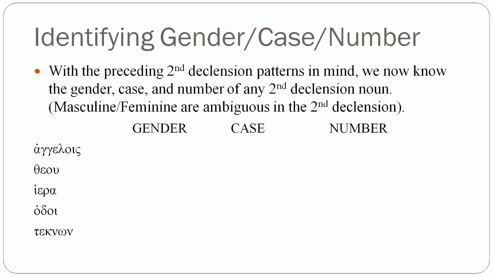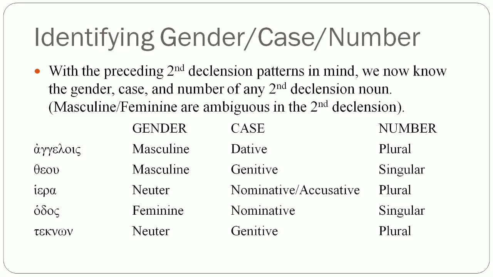So in the first one, angelois, if you're just identifying case and number, just look at the ending, omicron, iota, sigma. And which one is that in the chart? Okay, well, here you go. Angelois happens to be a masculine word. And if you remember from the form chart, ois, the ending, is dative plural. Second one, theou, omicron, upsilon is your ending. This word happens to be masculine, and the ending is genitive singular.